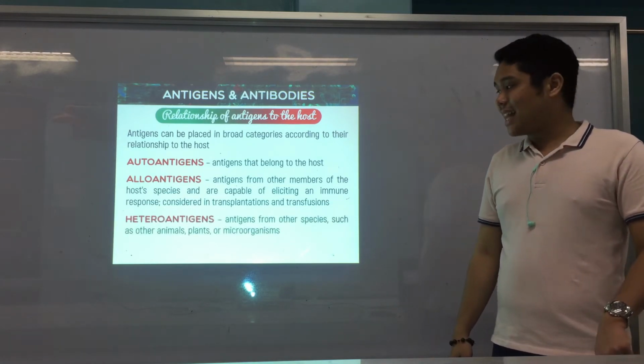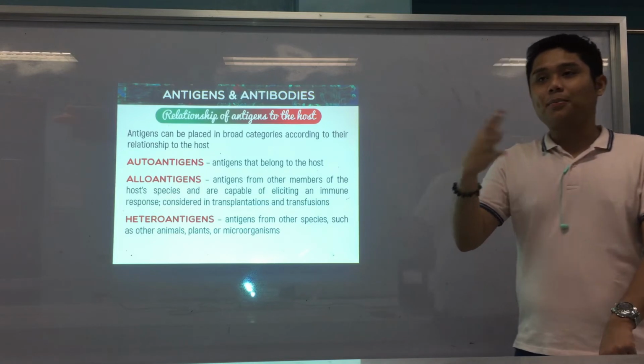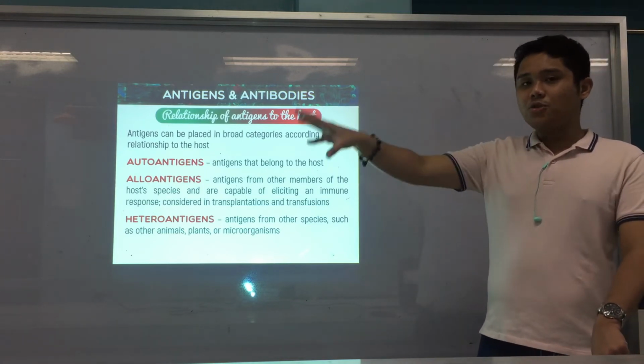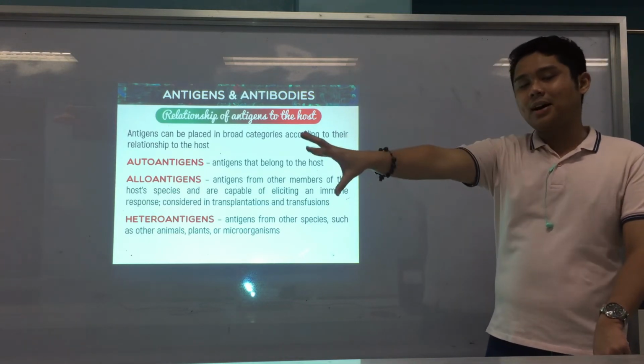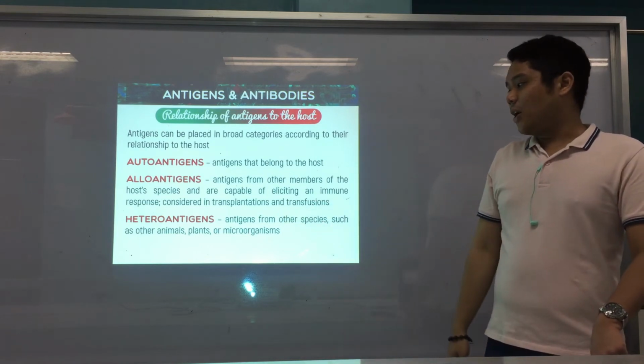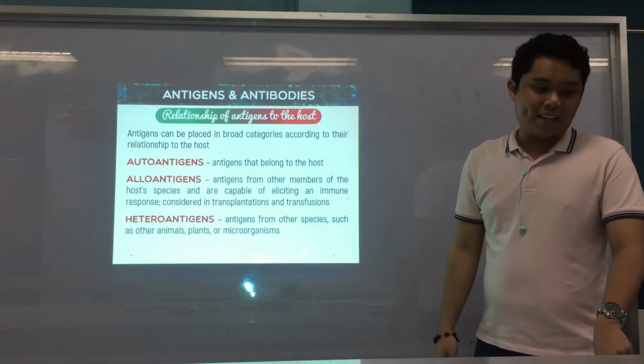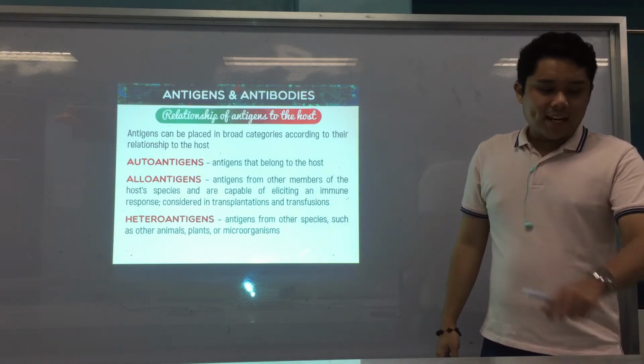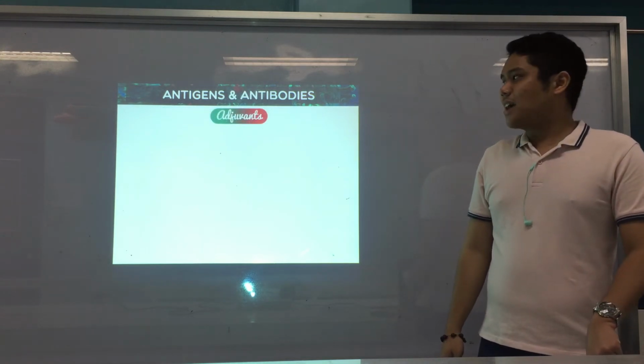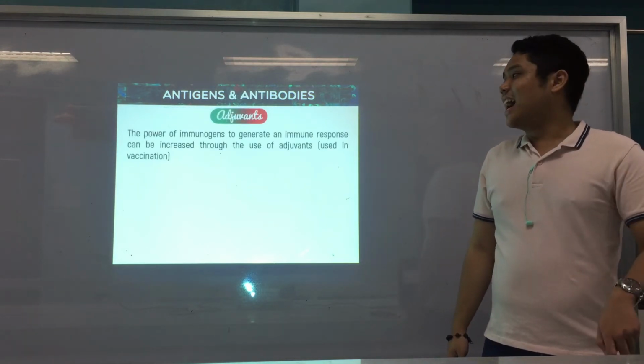And next are heteroantigens, from other species. For example, for humans, antigens from animals, antigens from plants, and microorganisms. These are heteroantigens. Now we go to your adjuvants. What are adjuvants?